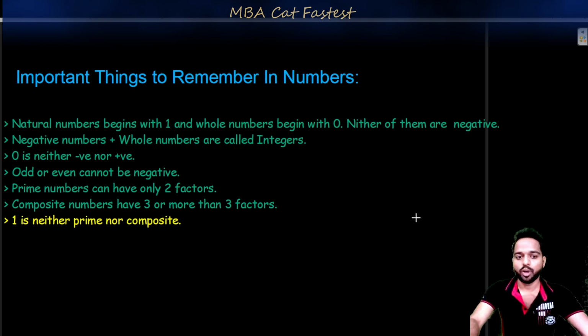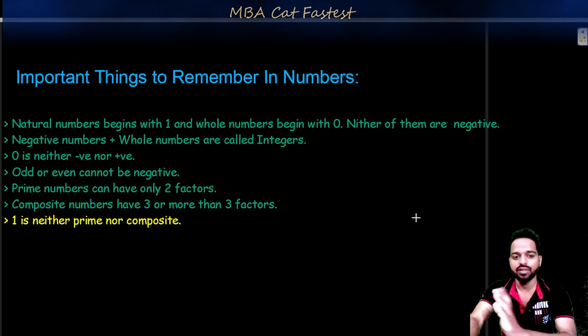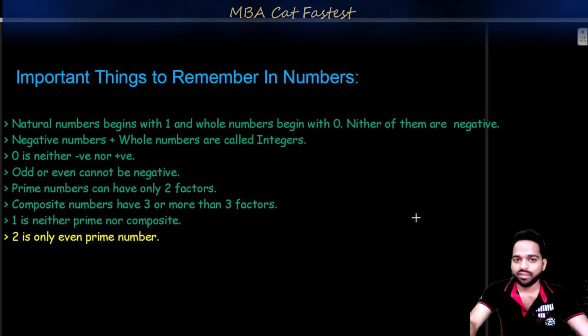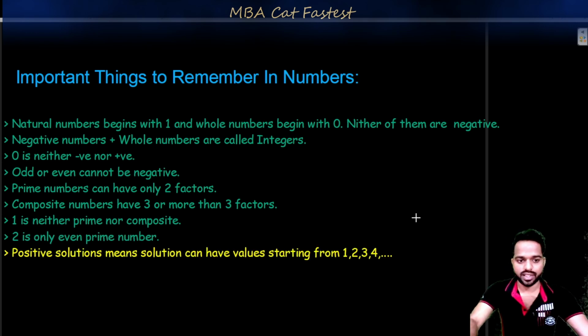1 is neither prime nor composite. To be classified as prime, it must have two factors, and as composite, it must have three factors. So it has only one factor, 1. So it does not classify in any of the sections. Moving on. 2 is the only even prime number. It has the privilege of being an even and prime number as well.